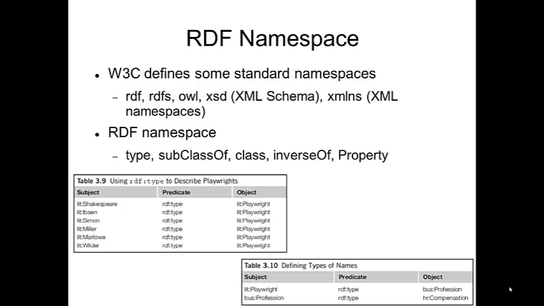So for example, this allows us to make statements such as Shakespeare is a type of playwright. He's a playwright. Ibsen, the name Ibsen, is a type of playwright. These are all playwrights. And because these have standard meanings, and you're familiar with classes and subclasses, it means we can start reasoning, using these to reason across the graph.